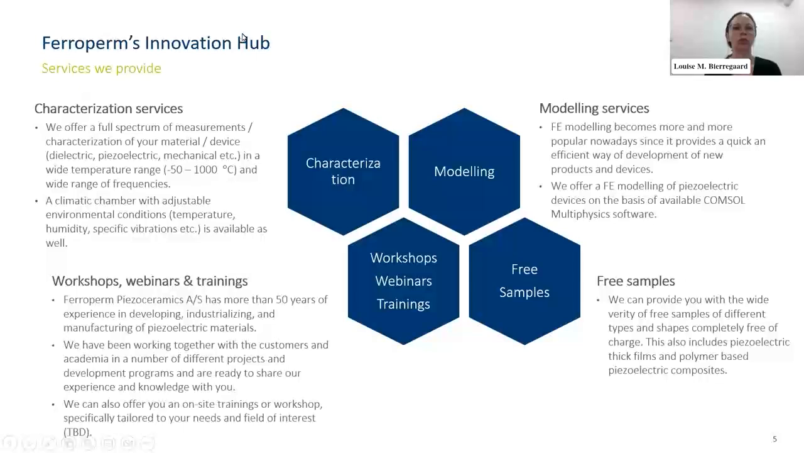For the services we provide, we offer characterization of materials. We have a full spectrum of measurements, also climatic measurements. This webinar is part of the workshop webinars and trainings that we offer. And then also modeling services and free samples in the sizes you need.